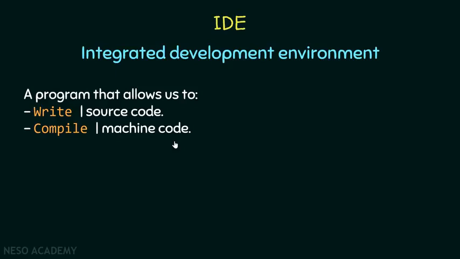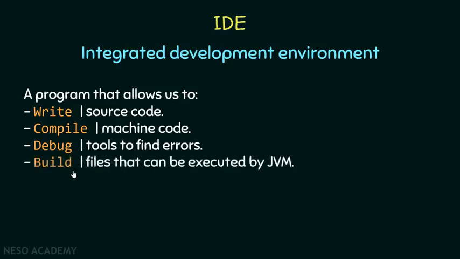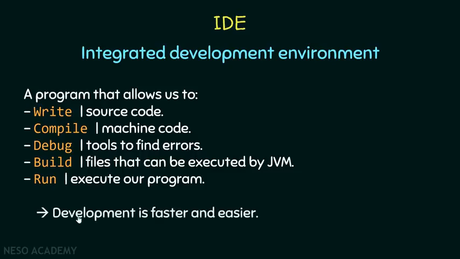Now, this IDE contains some tools to help us debug our program, and these tools help us to find errors in our programs. Also, we will be able to build our program from within the IDE. So after we write our source code and compile it to machine code, we will be able to build our program so that it can be executed by JVM, alright? And finally, we can run our program from within the IDE, so we can see our program in action. So as you can see, this will make the development process faster and easier. All these tools are found inside one place, which is the IDE.